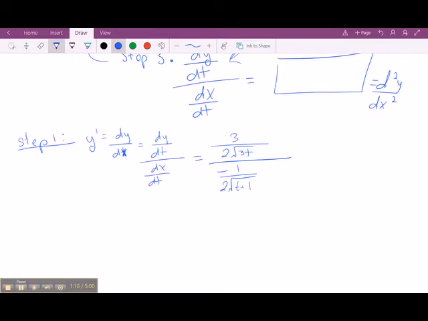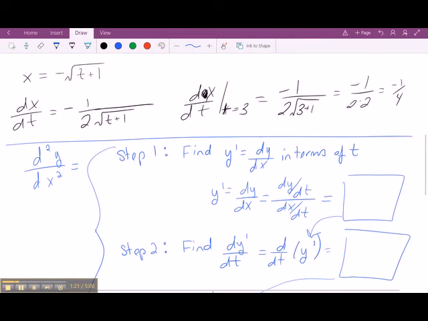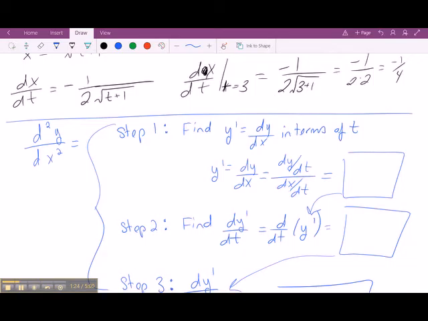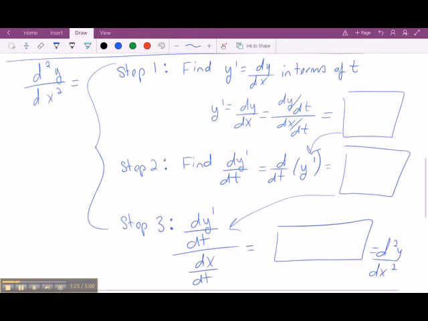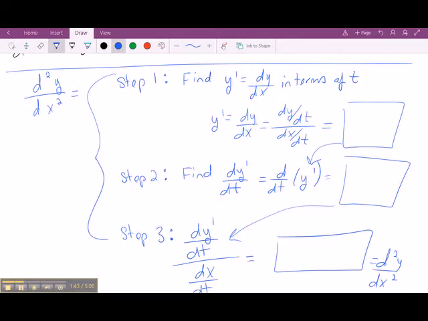Okay, so continuing on with this question, we are supposed to find the second derivative. To do that, I've written down some generic steps for you here. The first step is we want to find the first derivative of y with respect to x. So to do that, we need to find our dy dt over dx dt.